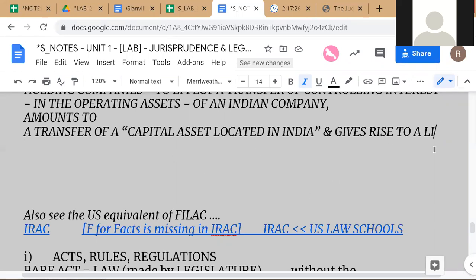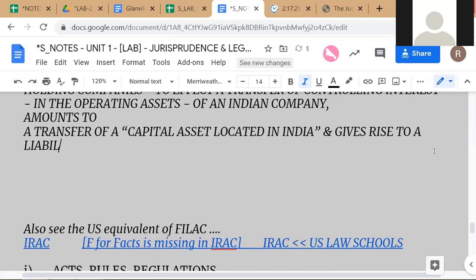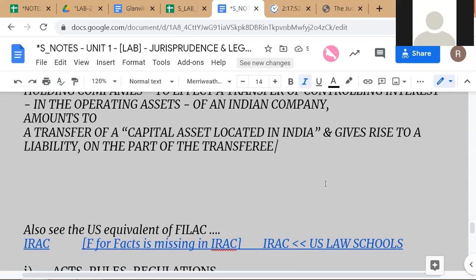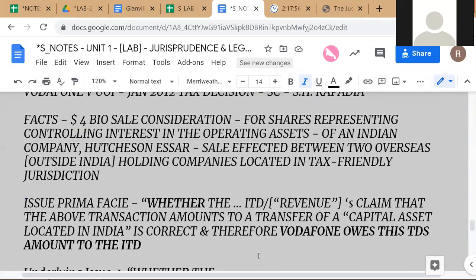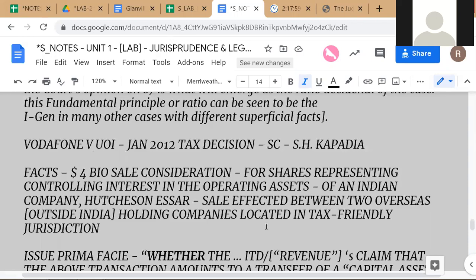So, gives rise to a liability. You see how language is used. Liability. Who has the liability? On the part of the transferee. Once the shares are being transferred, yes, the transferee. In this case, it's Vodafone. I'm not going to write Vodafone because I'm not talking about a general underlying issue. It's a transferee. So please remember, in this transaction, learn two more terms: transferor and transferee.